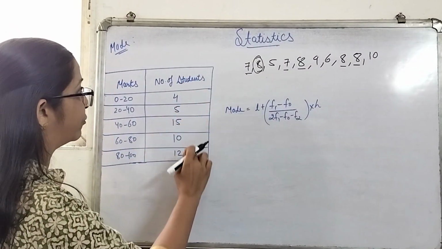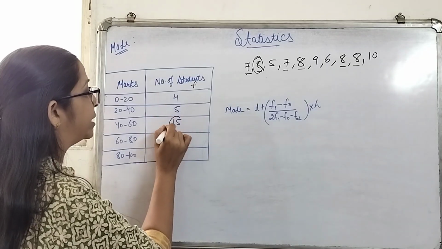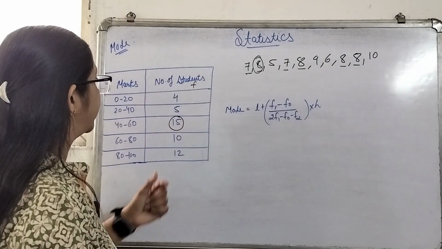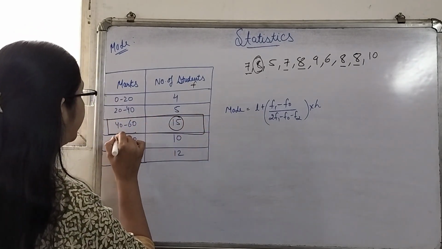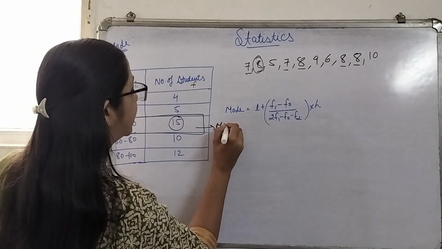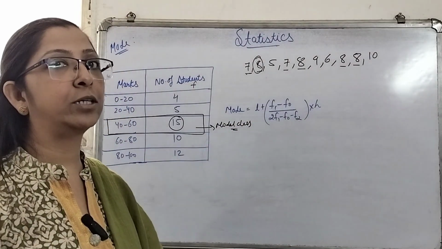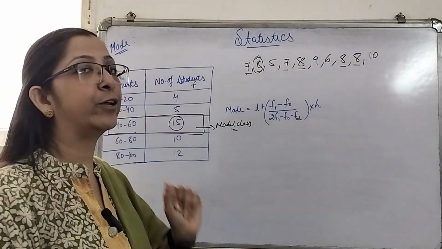Over here this is the frequency, right? So we can see that 15 is the maximum frequency. That's the reason the class interval which has this as its frequency will be the modal class. First of all, we will decide which will be the modal class. So the modal class will be the class with the maximum frequency.